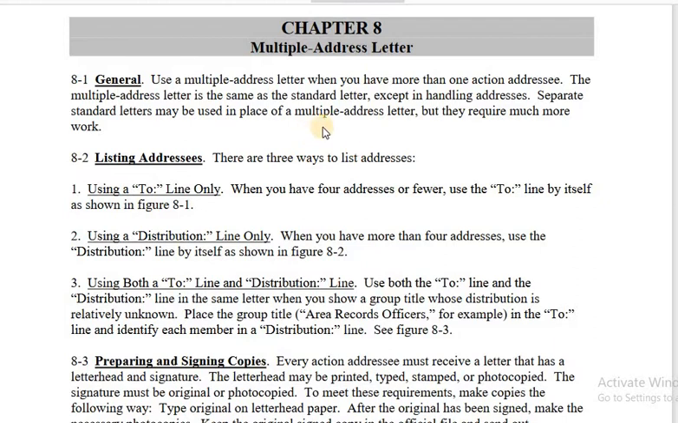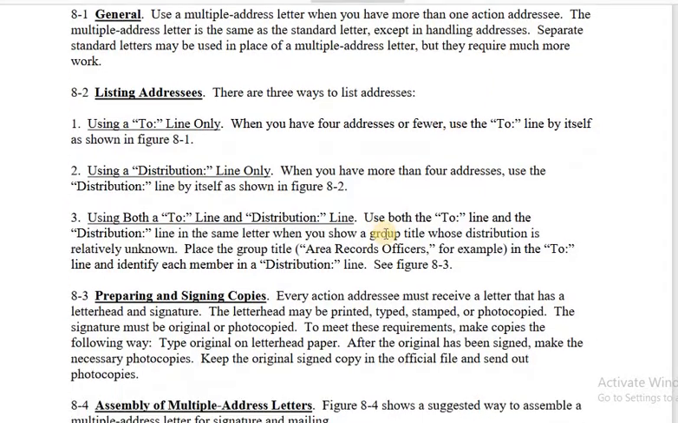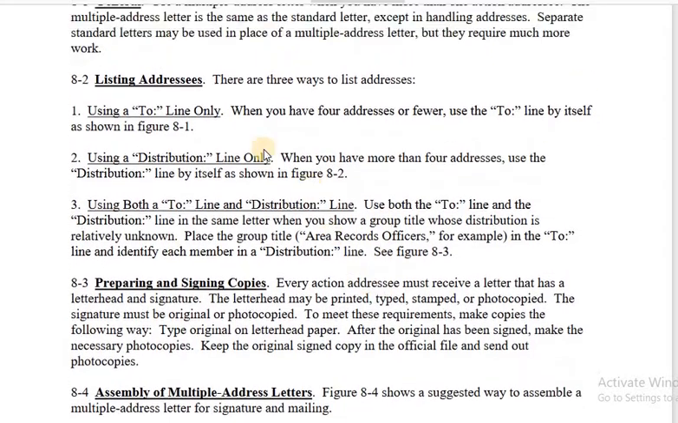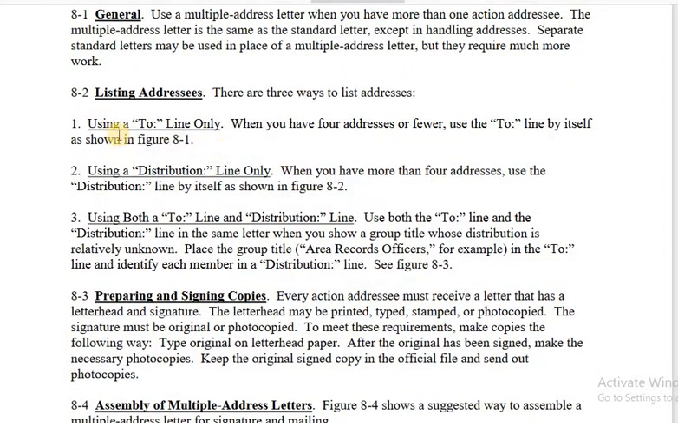So general multi-address letters are when you have more than one action addressee. So multiple addresses, multiple people. You could also use separate standard letters, but that's a lot more work and you'd have to individually address it to each person. There are a couple different ways that you can list your addressees.